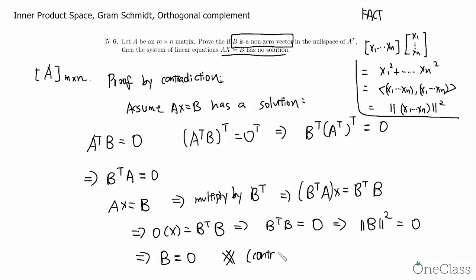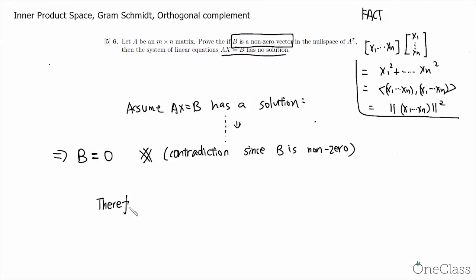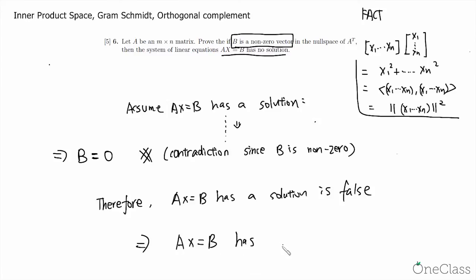So we have a contradiction, since B is non-zero. If we made the assumption that AX equals B has a solution, then we derive that B has to be equal to 0, which is a contradiction to the question itself. Therefore, the initial assumption that AX equals B has a solution is false. And we can then conclude that AX equals B has no solution.